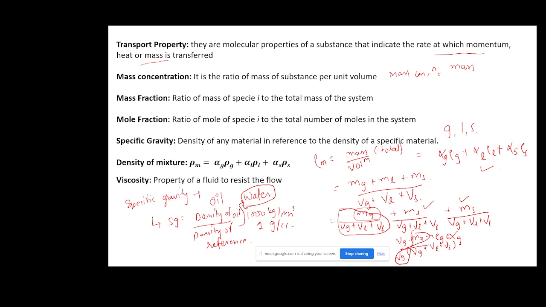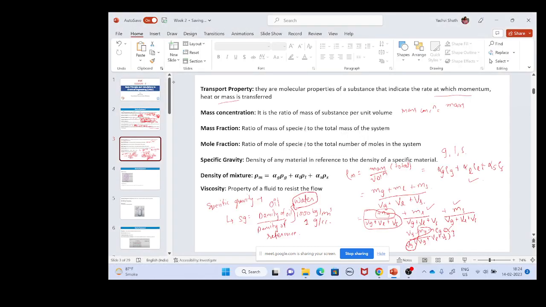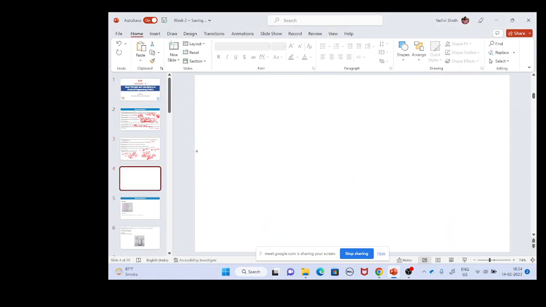Next comes viscosity. Viscosity is defined as the resistance that is offered by a fluid to flow. Now this fluid can be a gas, or it can be a liquid.